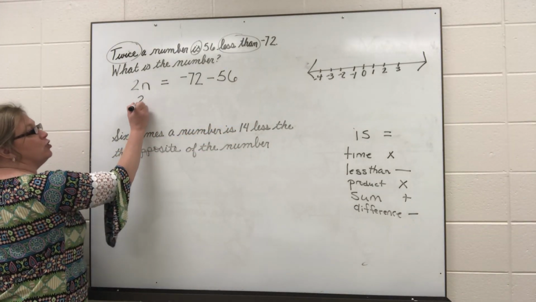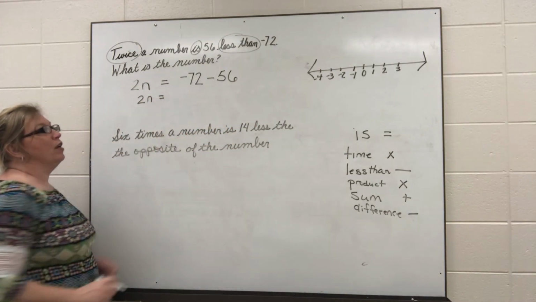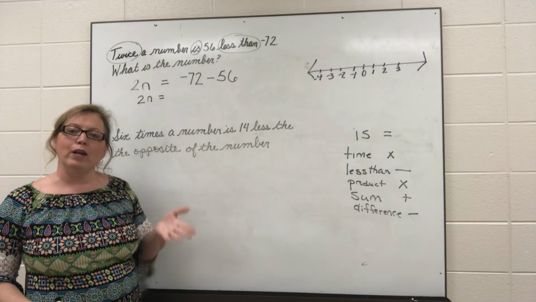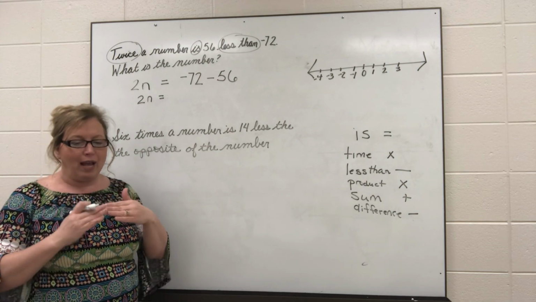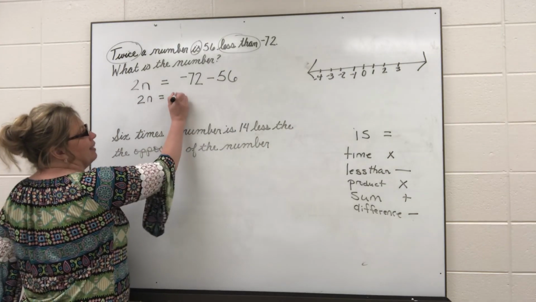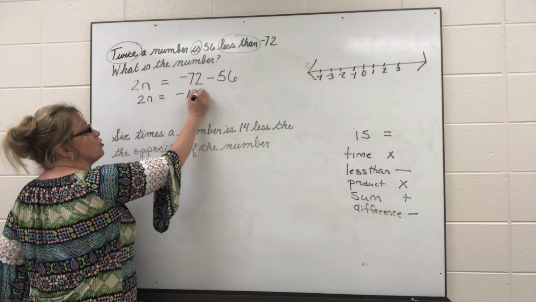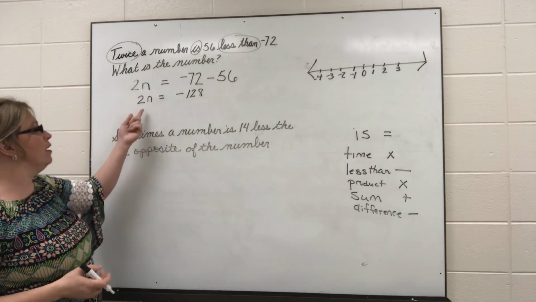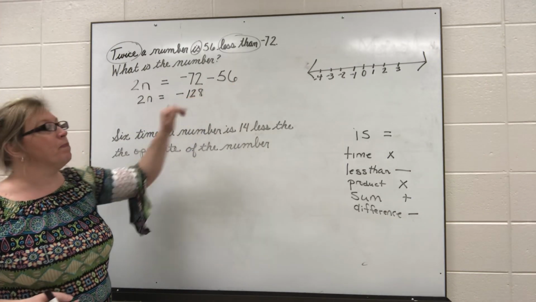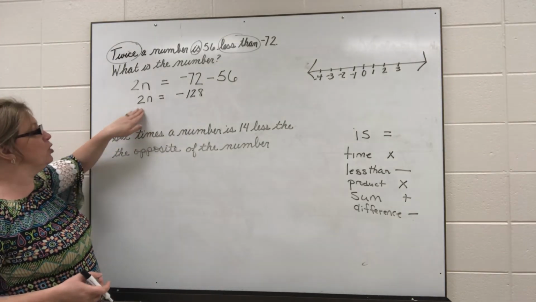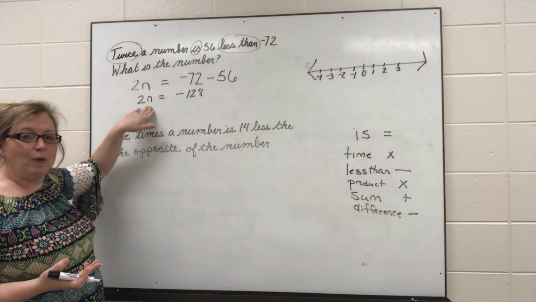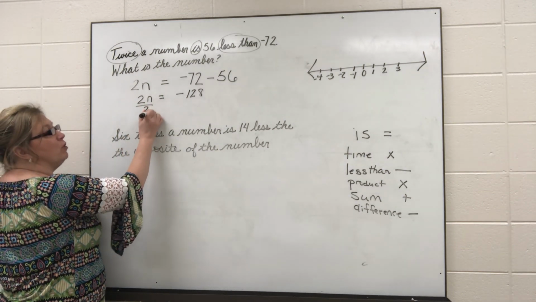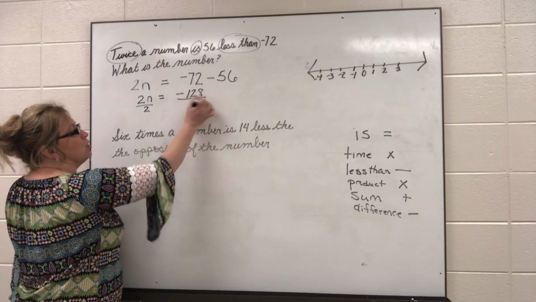Now I'm going to simply solve this. I'm going to say 2n equals negative 72 minus 56. What I'm doing is adding those two numbers, and it's going to be negative 128. All I did at this point was simplify, right? Now I'm simply going to solve my equation. 2n says to multiply, so to get n by itself I'm going to do the opposite. I'm going to divide this side by 2, but whatever I do to the left, I must do to the right.